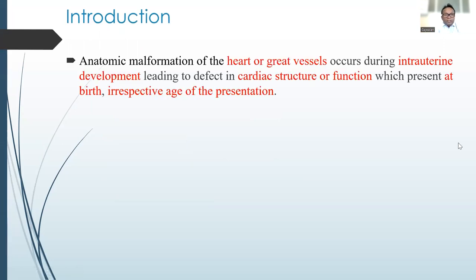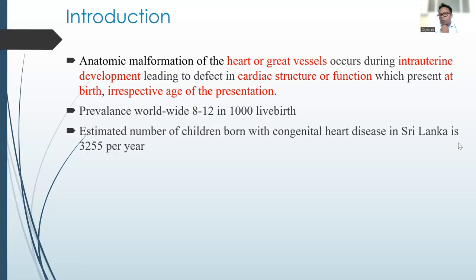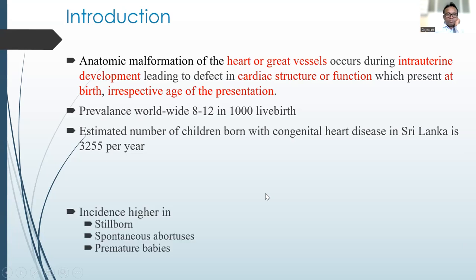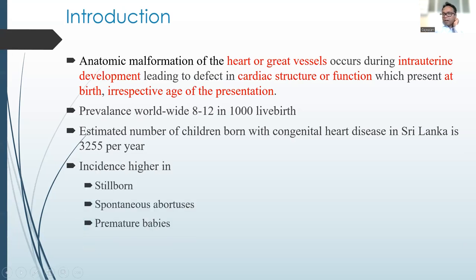What is congenital heart disease? It is an anatomic malformation of the heart or great vessels, that's the aorta or pulmonary artery, occurring during intrauterine development, leading to a defect in cardiac structure or function, which is present at birth, irrespective of age of presentation. This means the cardiac defect is there from birth, but the child can present at any age of their life. Prevalence worldwide is 8 to 12 in 1,000 live births. The estimated number of children born with congenital heart disease in Sri Lanka is 3,255 per year. This is the last published data, from 2021. And congenital heart disease can end up in stillbirths, spontaneous abortions, and premature babies.